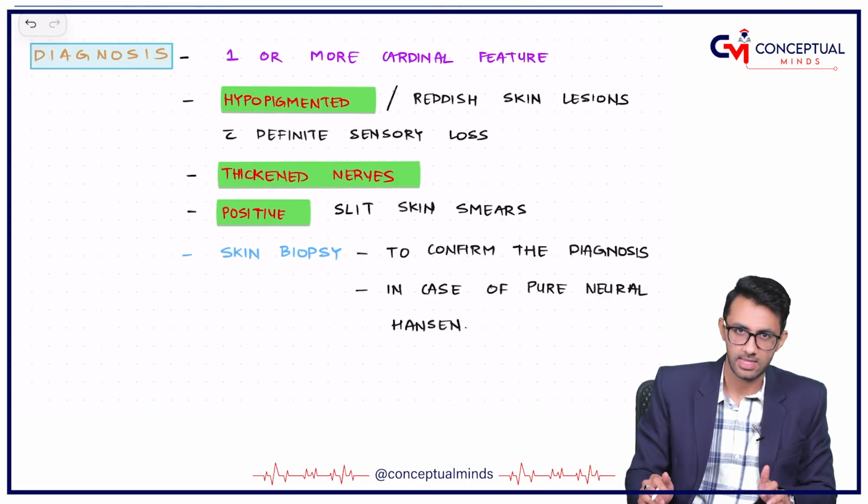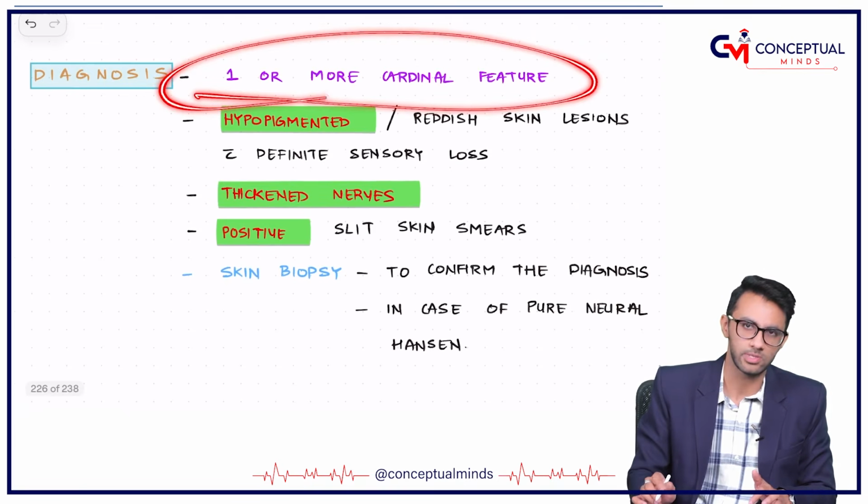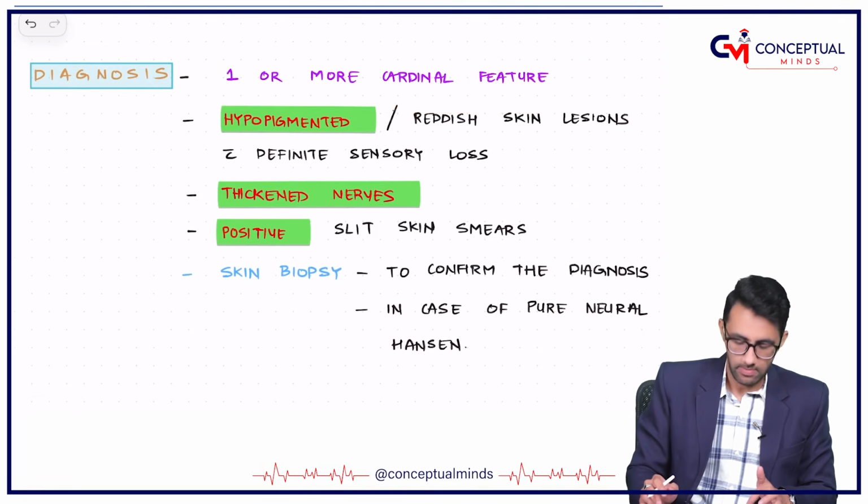One of the three should be there: a hypopigmented patch, loss of sensation, or a thickened nerve, and a positive SSS. Yes, that confirms the diagnosis. But one or more cardinal features should be there. Okay, that is very important.